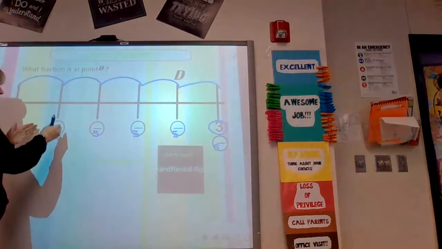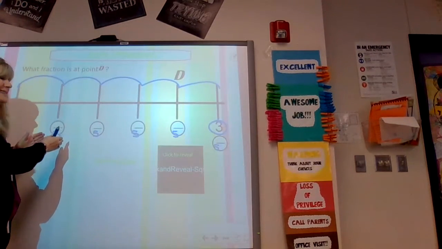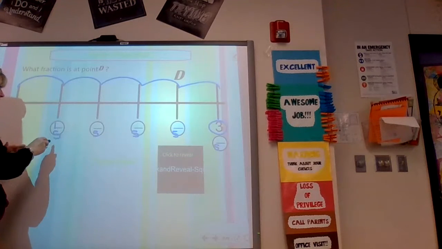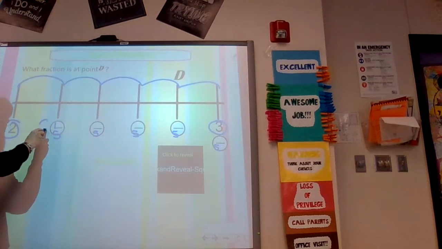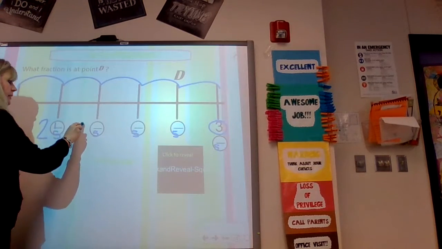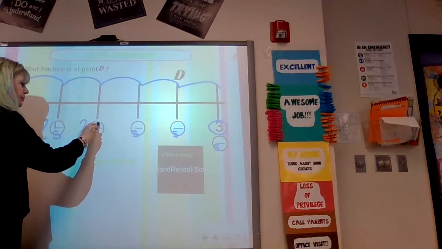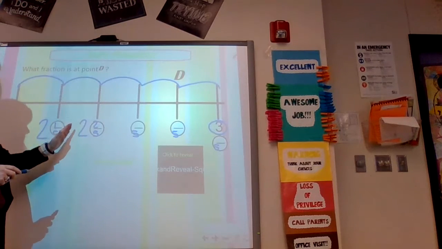But now remember, this is not representing 0 to 1. So this is not just 1/5. I have the whole number 2 over here. So I have to put that whole number 2 in front of that 1/5. Then I have to put the whole number 2 in front of the 2/5. Because right over here, I've got 2 whole pieces before I ever start this.